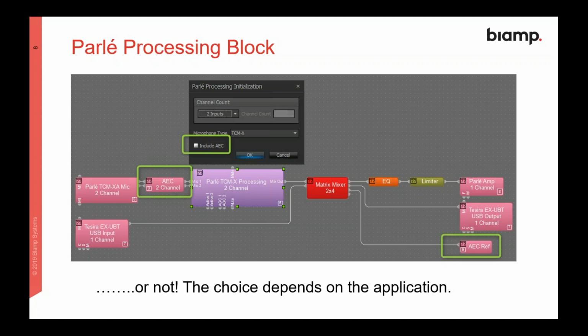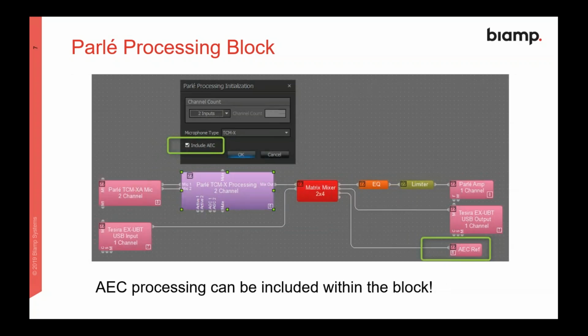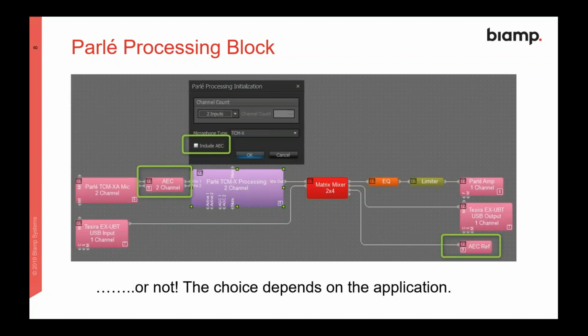And there's actually a check box that you can check when you drop in an AEC input. But you have the AEC input block and the reference separately. If you just drop the Parlé processing block in with that box checked, it will give you just the AEC reference block. So again, we're making it simpler by doing this.